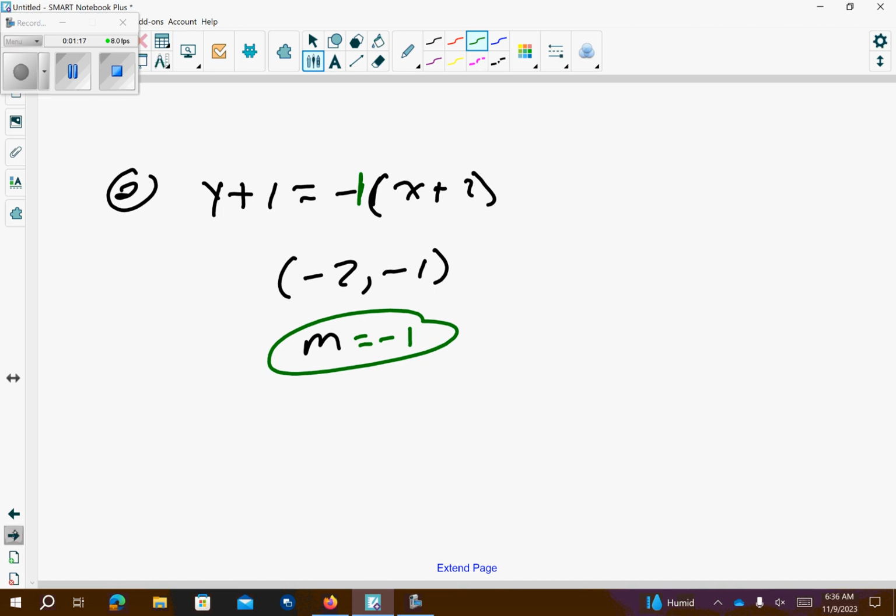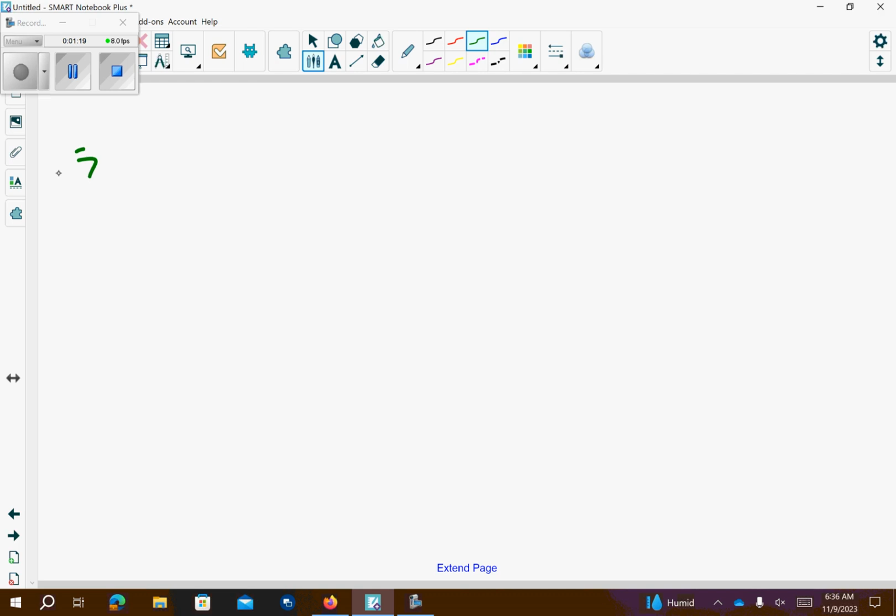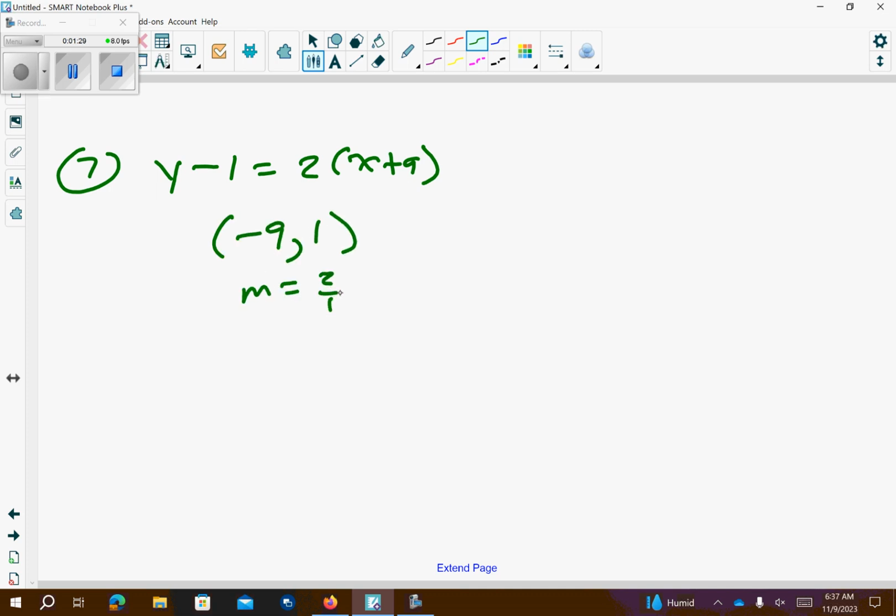On page 136, number 7, we have y minus 1 equals 2x plus 9. So our point is going to be -9, +1. We're going to have a slope of 2 over 1. So we graph it, -9, up 1. And then I'm going to go up 2, right 1. And that'll be my line of best fit.